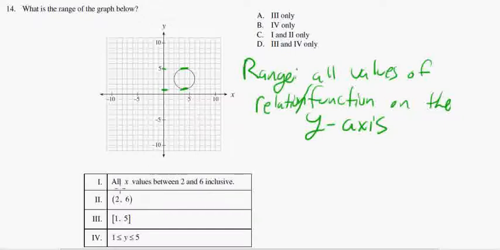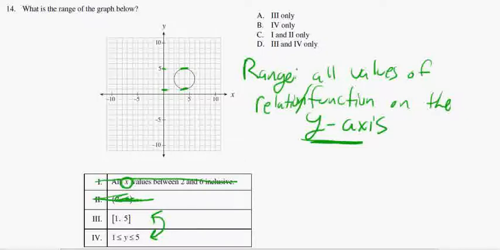Because we know it goes from 1 to 5, we immediately cross out number 1 and number 2, because they go from 2 to 6. Number 1 definitely is out because it's asking for x, and our definition of range is for values on the y-axis. Okay, and since the y values again go from 1 to 5, 2 is immediately out. Now it comes down to which one of these is correct. Well, both of these are actually correct. They're just written in a different manner. Both of these mean exactly the same thing.